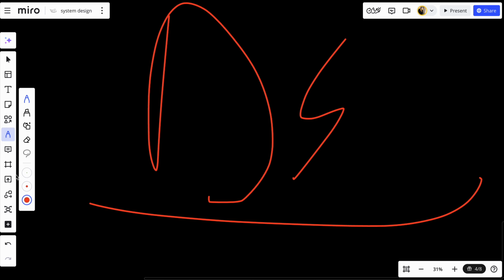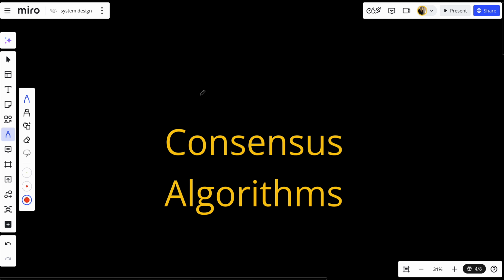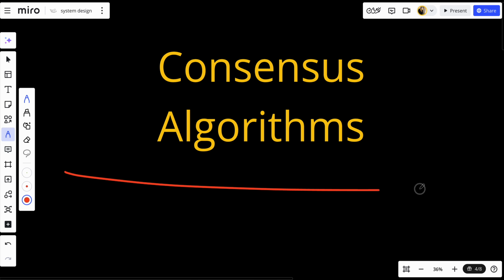Without consensus algorithms, nodes in distributed systems could end up with conflicting views of the system state, leading to data inconsistency, errors, and potentially data loss. These algorithms are foundational for services that need to maintain high availability while also ensuring data integrity. So that was a quick introduction to consensus algorithms.